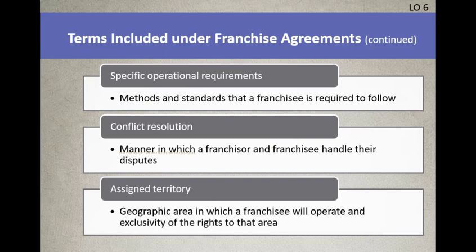Some kind of standard operating procedure to follow, conflict resolution, what happens between the franchisor and the franchisee, how do they handle their disputes, if I'm having an issue with supplies or what have you, who am I to complain to? And again, like I said earlier, location is huge in any given business, not just a franchise.